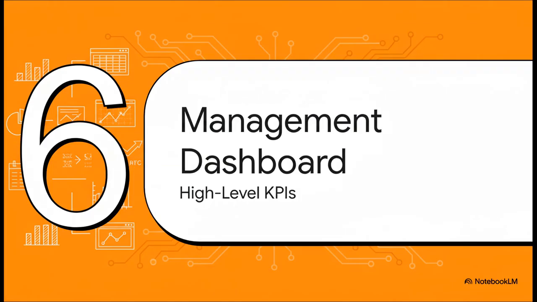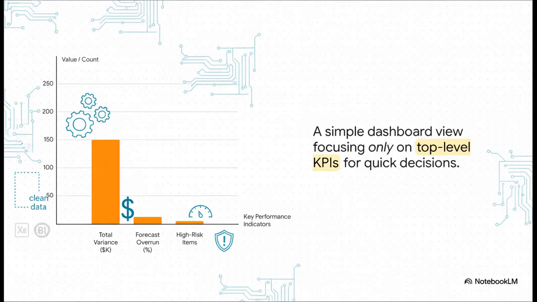Okay, for our final step, we'll create a clean, visual dashboard that gives management a crystal clear view of the project's financial health. No more overwhelming spreadsheets. We're talking just the key information they need to make smart, timely decisions. Our dashboard is going to show the most important KPIs at a single glance: the total variance, what the forecasted cost is at completion, and the number of high-risk items that need immediate attention. This is exactly the kind of one-page summary that drives real action and keeps your project on track.